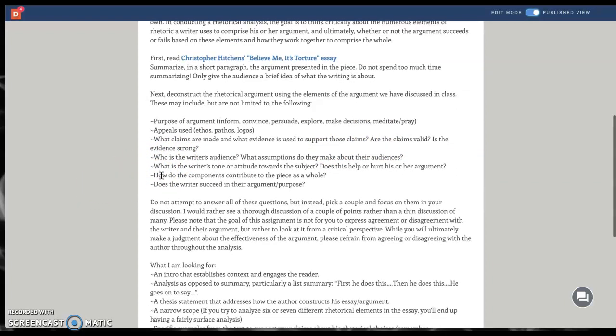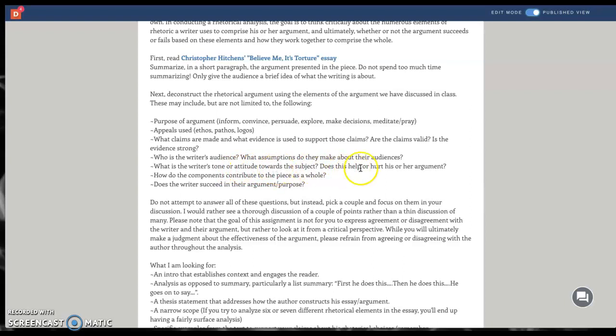Who is the writer's audience? This idea of an audience analysis is, I think, really important. In this case, it's Vanity Fair magazine. Who reads Vanity Fair? What could we say about that audience? They should have read about this in the What is Rhetoric document. Are there unstated assumptions that the writer is making about their audience that appear within the text? What's the writer's tone or attitude towards the subject? When they're writing about this, is it playful? Is it serious? Is it whatever? But that's what I'm saying.